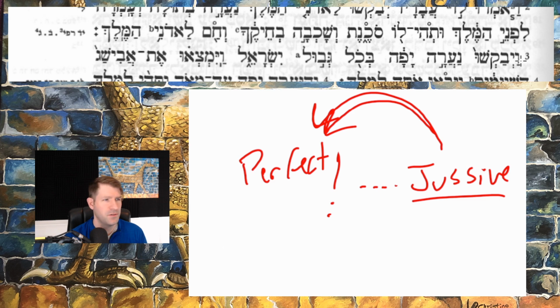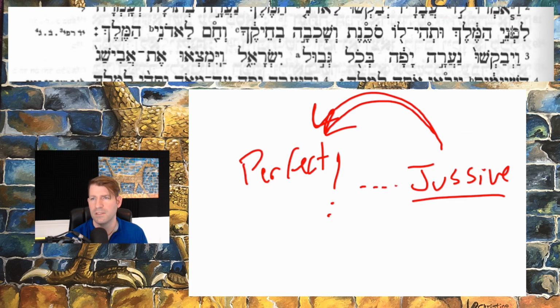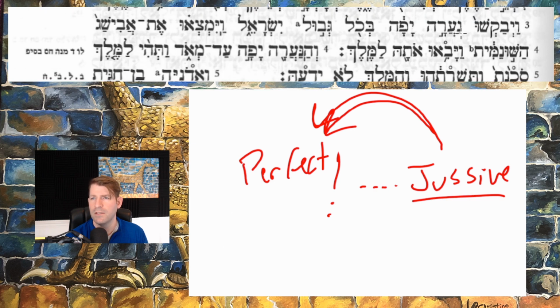All right. Verse 3. Can you see that on the screen? Okay, good. Vayivakashu na'ara yafa bechol gevul Yisrael vayimtzeu et Avishag ha-Shunamit vayaviu ota lamelech. So, just a quick translation of it, and notice that it's sort of paralleling what happened up here. So, let them seek, and they sought. And they sought a young, beautiful girl, Yafa here.